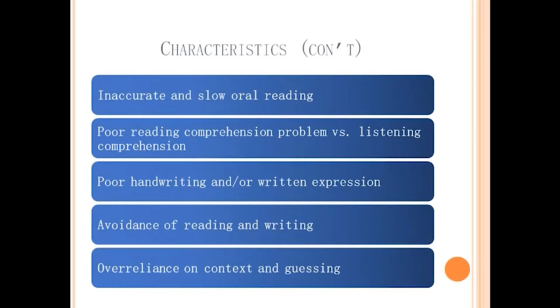Continuing on with characteristics of students with dyslexia, we have inaccurate and slow oral reading at the top. Another classic symptom of dyslexia is a student doing better on listening comprehension than reading comprehension. As we said before, the student does better on listening comprehension than reading comprehension because decoding problems impact reading comprehension when the student has to read on his own. We call this the decoding bottleneck.